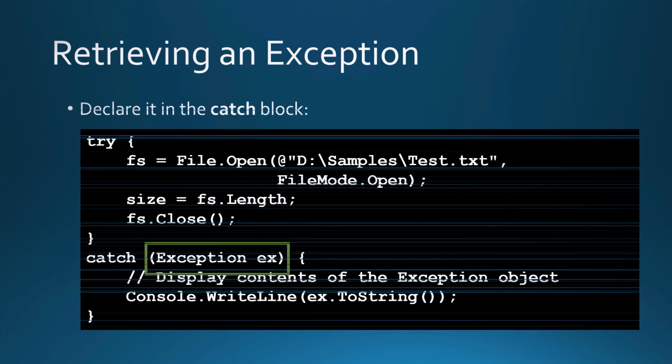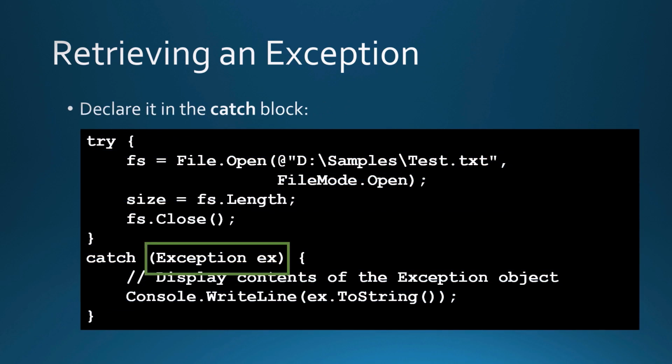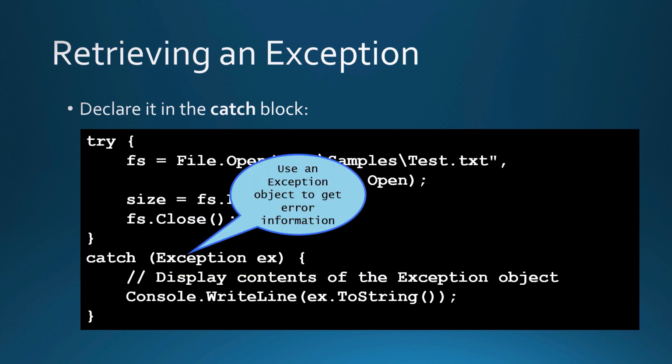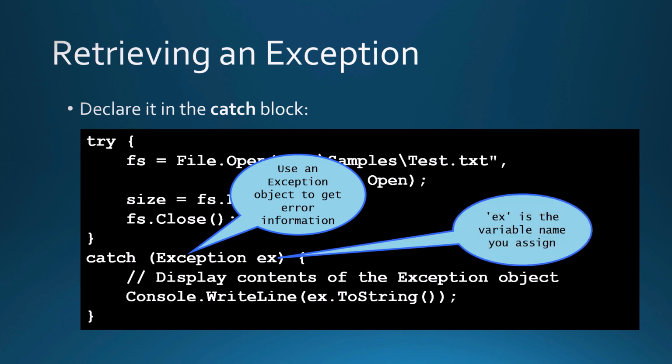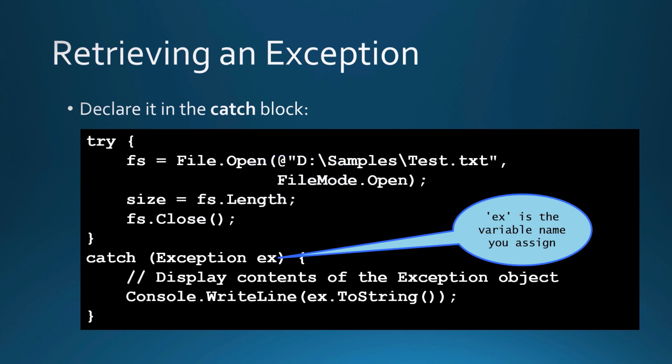So to retrieve that exception, we simply declare it in the catch block. Within the catch, we do an open parenthesis, Exception, and then give it a variable name. I call it ex. In fact, that's a pretty standard convention you'll see, and then a close parenthesis. So from that, we can then hit all of those properties I just talked about, message, inner exception, and then we can hit the toString method as well. But we use an exception object to get that error information within the catch block. Again, you can assign whatever variable name you wish to have there, though.